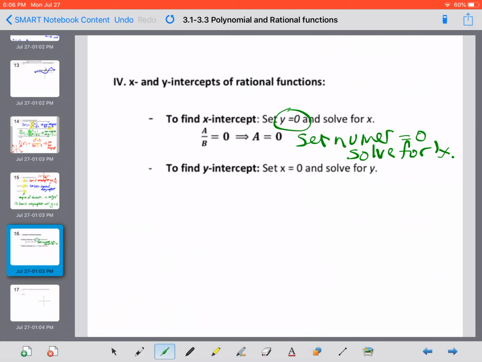To find the y-intercept, we're going to set x equal to 0 and solve for y. In other words, we're going to evaluate the function at 0. Right, replace x with 0, and see what you get for an output. That will be your y-intercept.